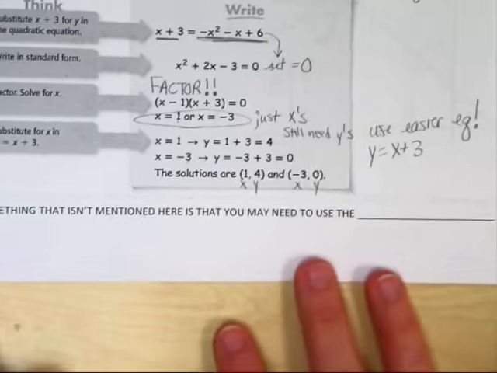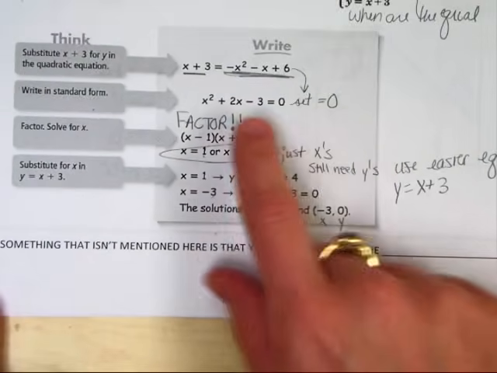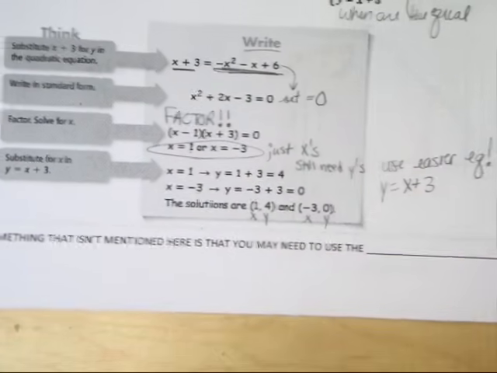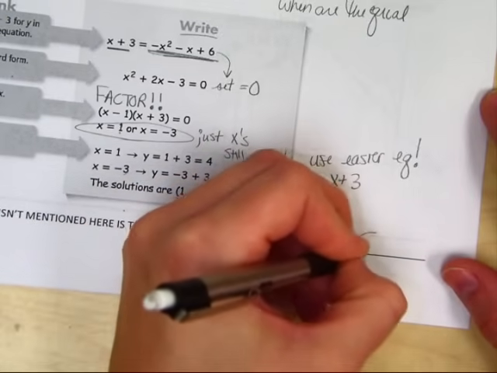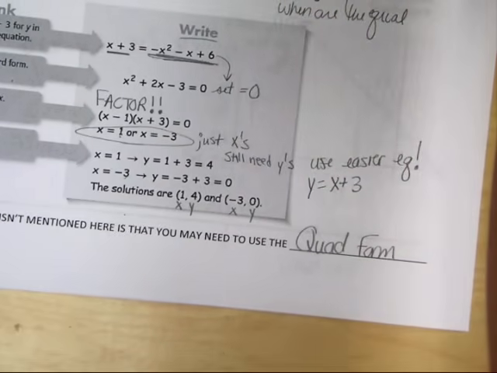Something that the book does not mention yet is that you may need to, at this step, the step that I'm pointing at where I wrote factor, you may need to use the quadratic formula if it doesn't factor. And even if it does factor, if you prefer just to use the quadratic formula, that's fine. You'll get your answers right away.